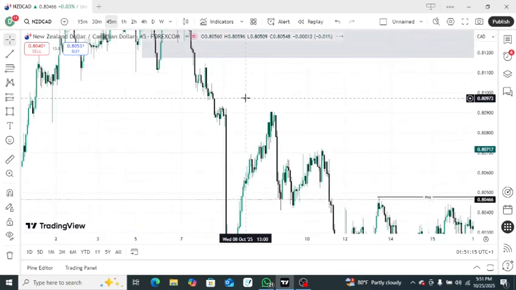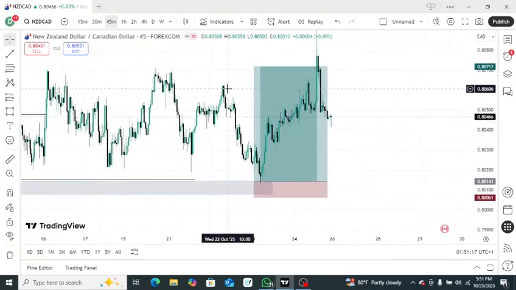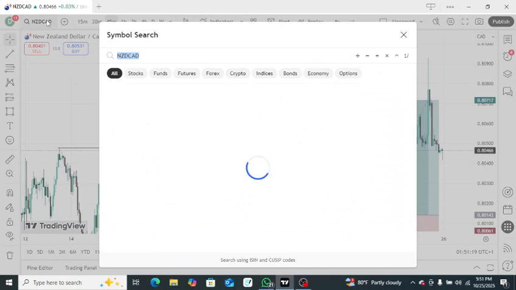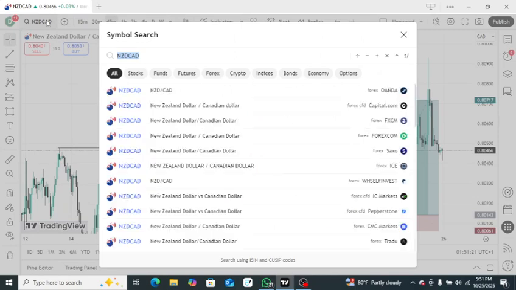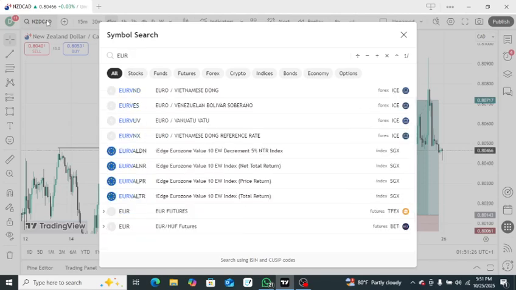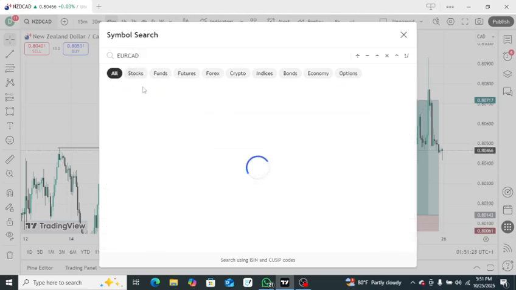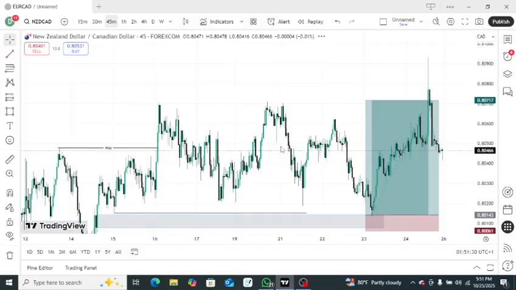So now that we have identified and seen the setup that we took from here, I'll do another analysis on another pair again. Let me see. Let me pick another pair. Let me see Euro Cad. So Euro Cad.